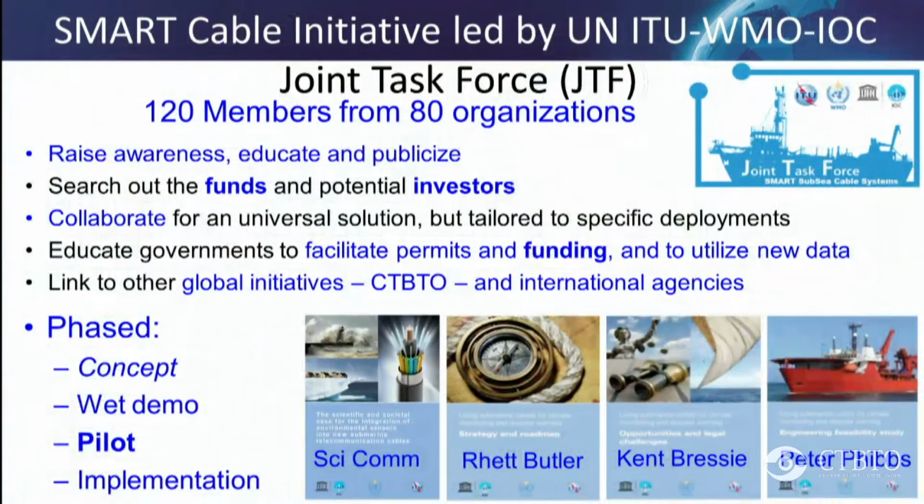And the purpose of this task force is to raise awareness and educate and publicize the concept. Find money, that's really the main task, collaborate for a universal solution, and educate governments to facilitate permits and funding, and to use this new form of data when it becomes available, and link with other global initiatives, including CTBTO and other international agencies. There are various reports on the webpage, engineering, legal, a strategy and roadmap report, and a science and society report. We're, as I said, at a concept stage now, and we're making plans for a wet demonstration and/or pilot project.